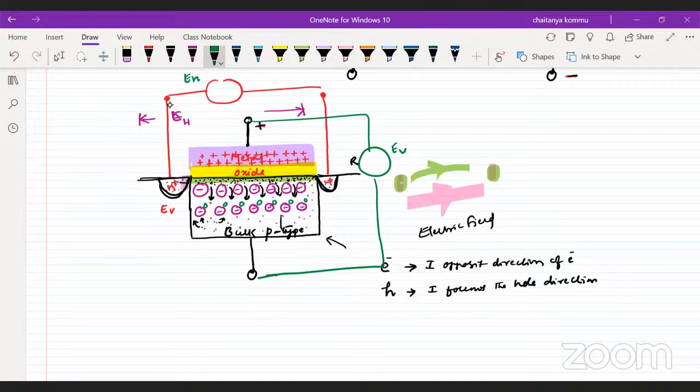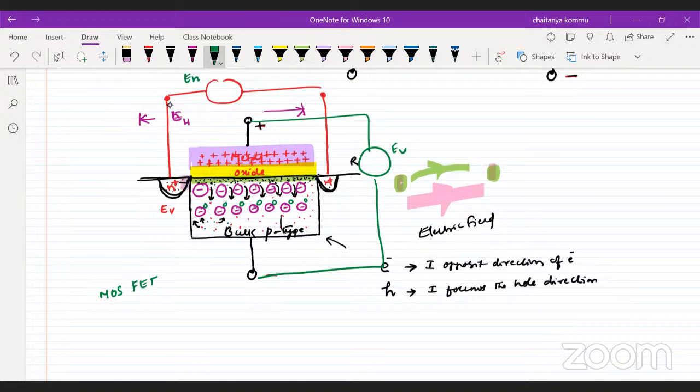Okay, so therefore this is actually called the field effect transistor. Because of this electric field, it is called a field effect transistor. We follow the structure called the MOS structure. Therefore, it is called a MOS field effect transistor, or simply a MOS transistor.